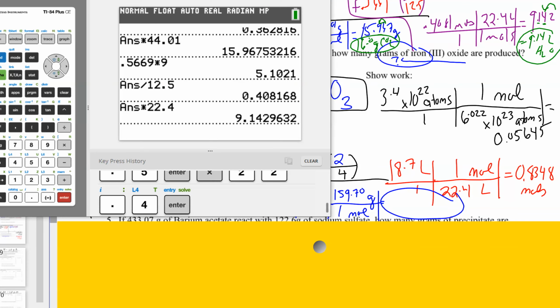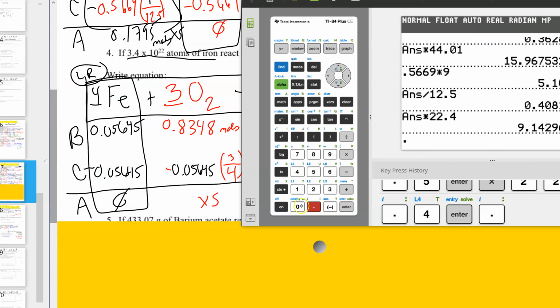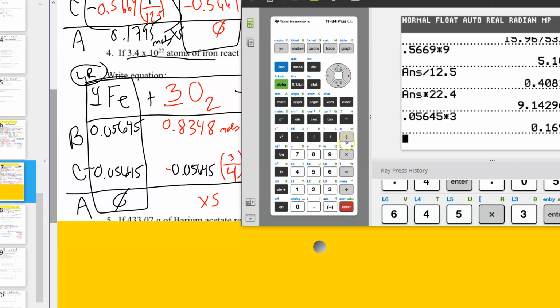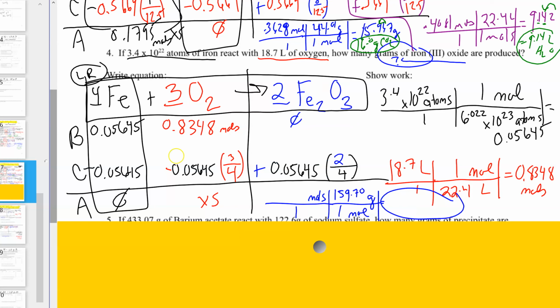So let's check on our calculator. Let's see how much I'm actually using up. 0.05645 times 3 divided by 4. I'm using up 0.0423. So this number right here is 0.0423. So without even doing the math, look at it. 0.8 minus 0.04. Will there be excess left over? Yes, there will be for sure. Okay, so we can go ahead and say that iron is for sure limiting.